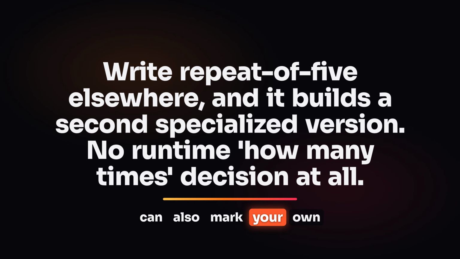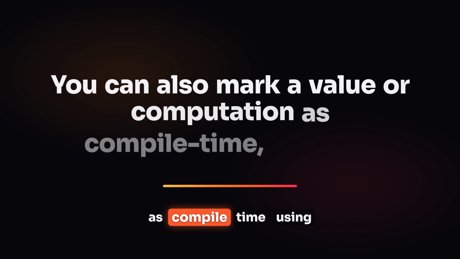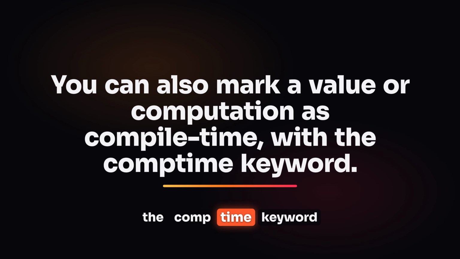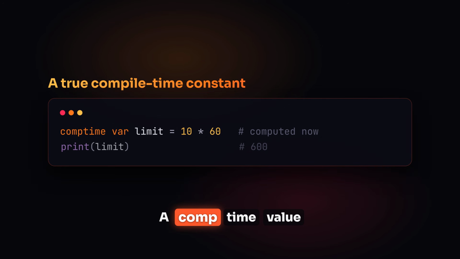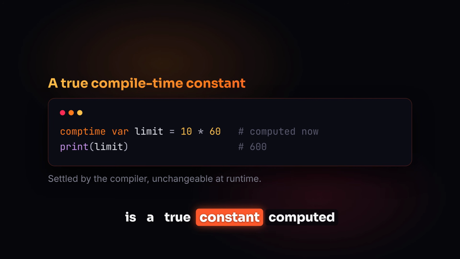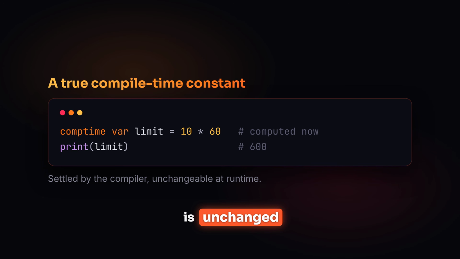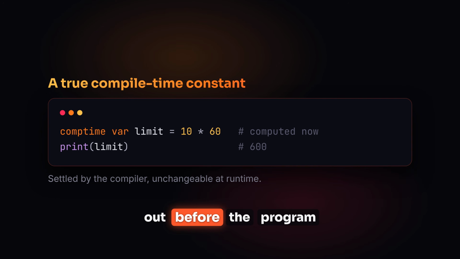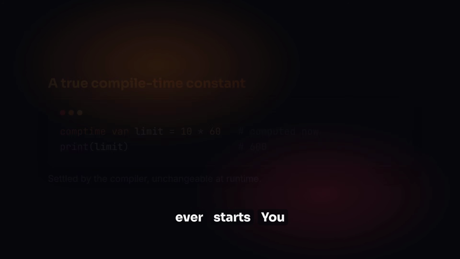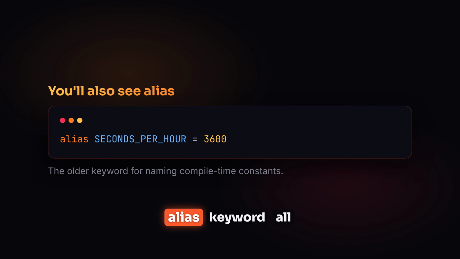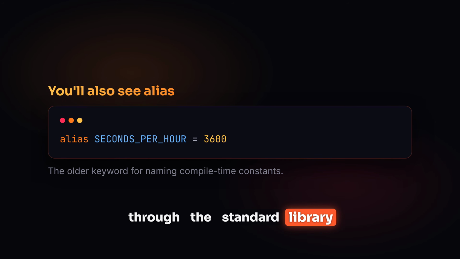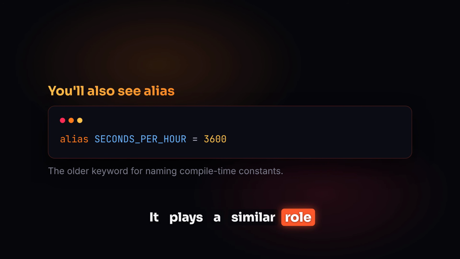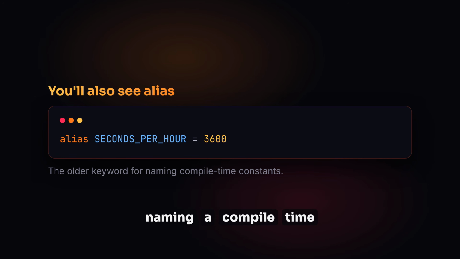You can also mark your own values and computations as compile time using the comptime keyword. A comptime value is a true constant computed by the compiler and is unchangeable at runtime. Here, the 10 times 60 is worked out before the program ever starts. You will also see the older alias keyword all through the standard library. It plays a similar role, naming a compile time constant.